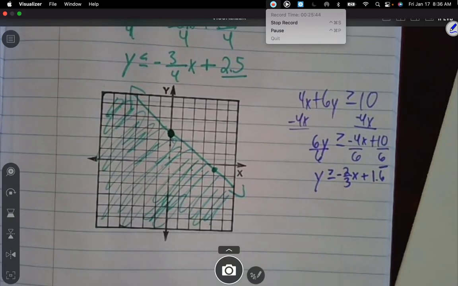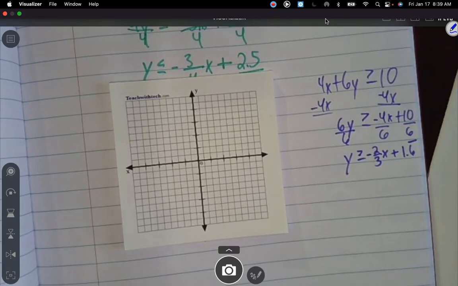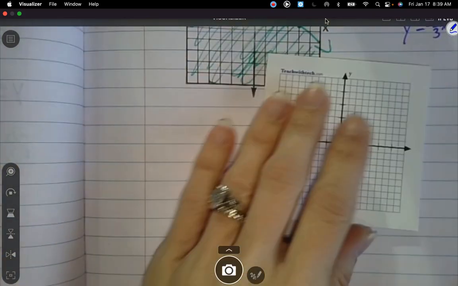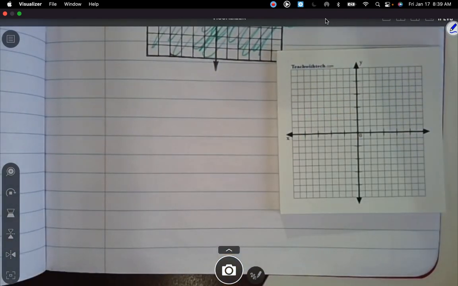How would you do this one? On this one, it's shading above. So our last one, it's different. Let me move that over. Our last one looks something like, I'm going to make one up.